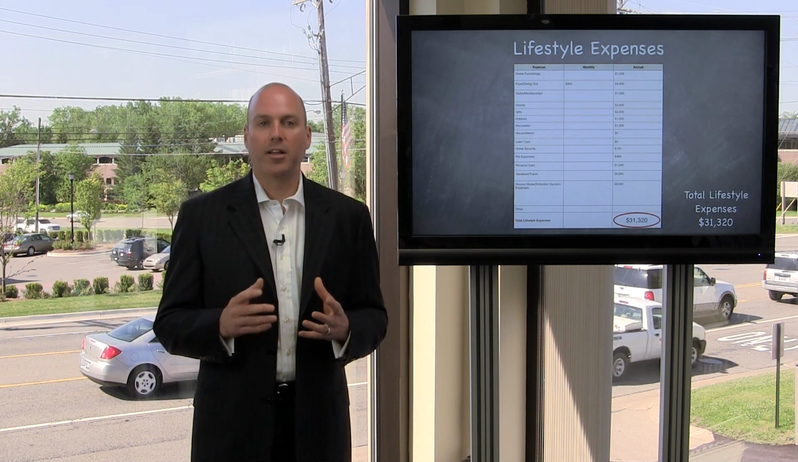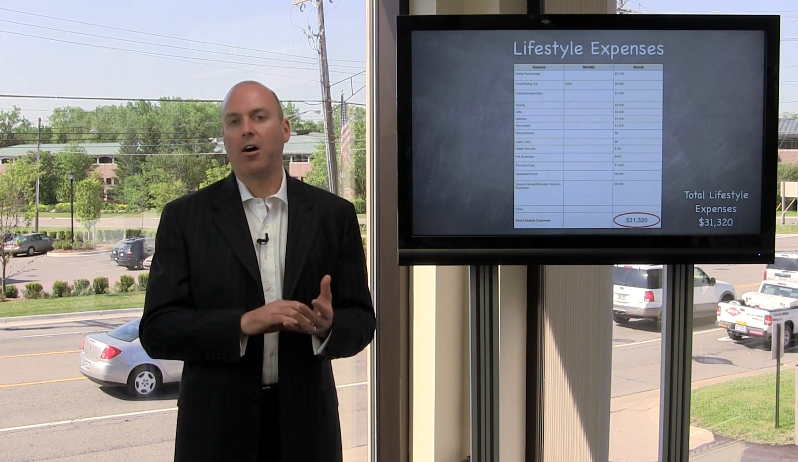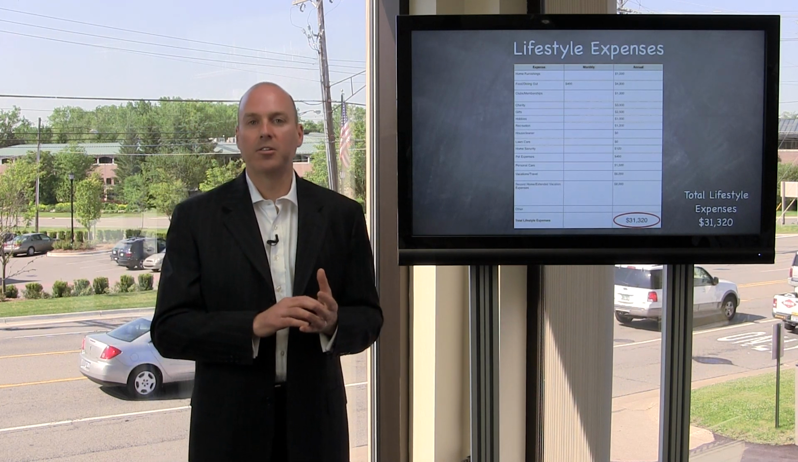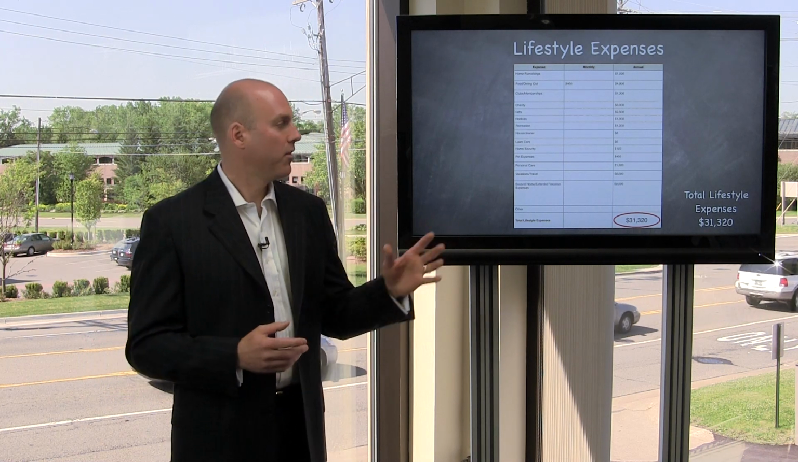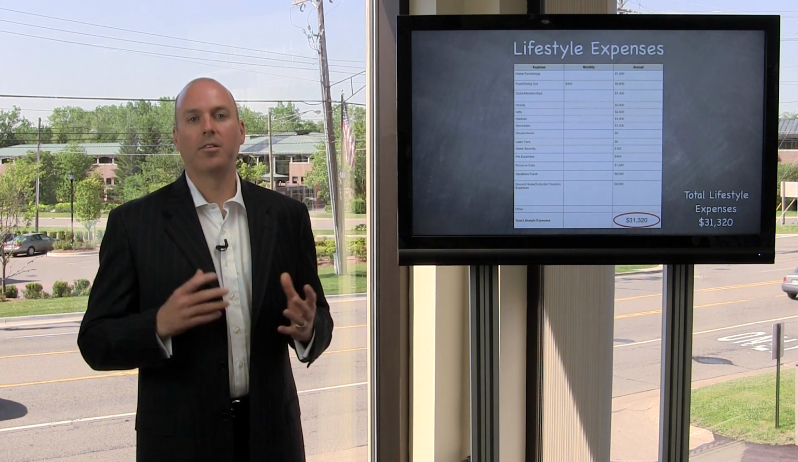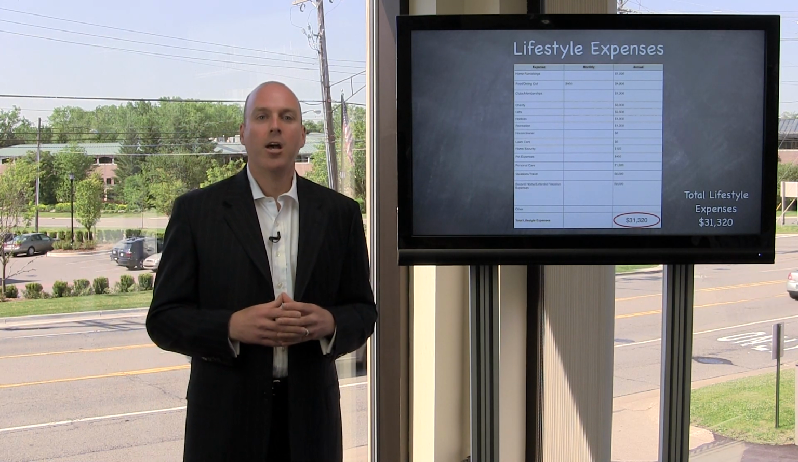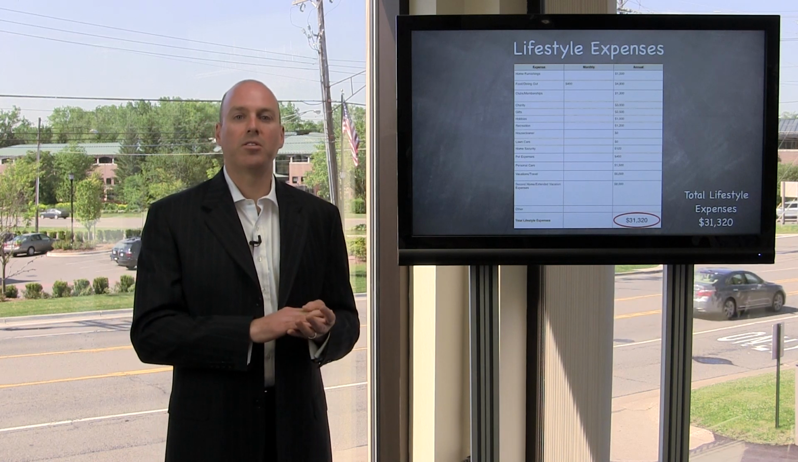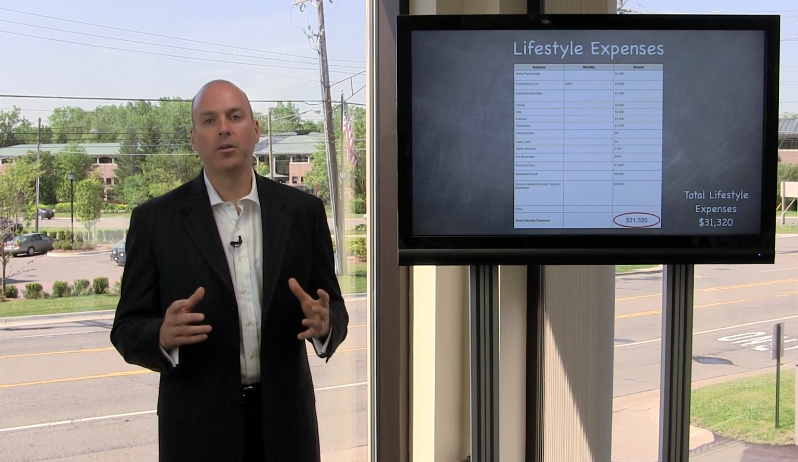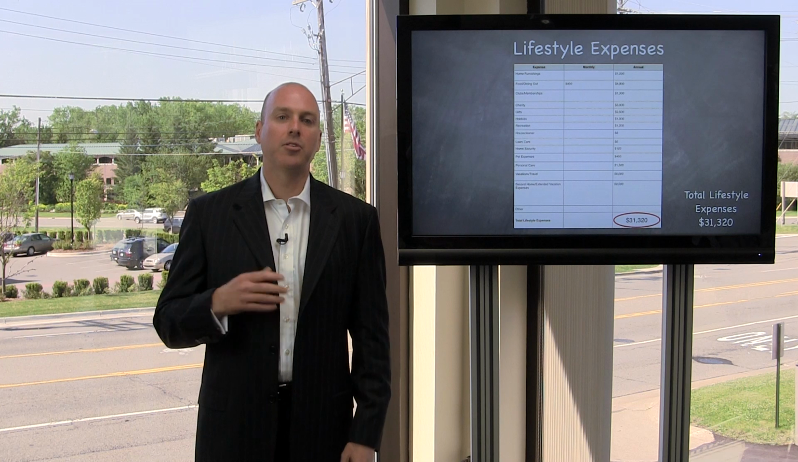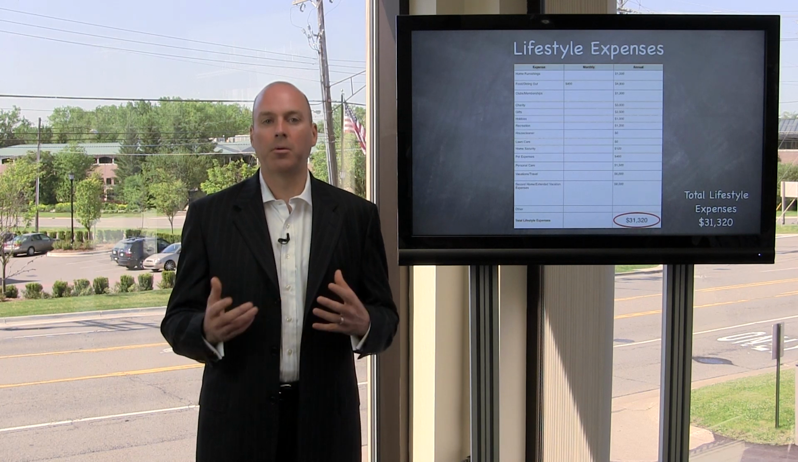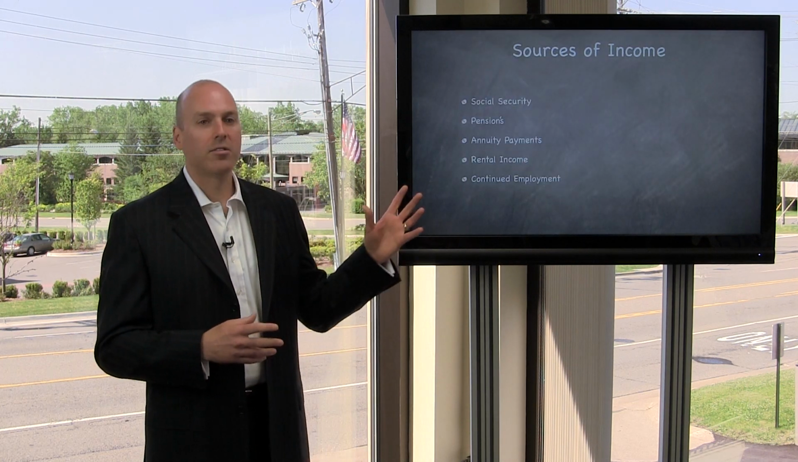Next, we'll look at their lifestyle expenses. This is all the fun stuff like golf, going out to dinner, vacations, and entertainment. For John and Sally, this adds another $31,320 onto their total retirement expenses. But even though these are not essential expenses, we want to start our planning process with everything included. Then if we have to cut something, we can look at this report and see what expenses could be cut or reduced.